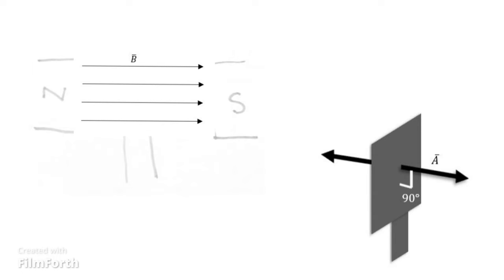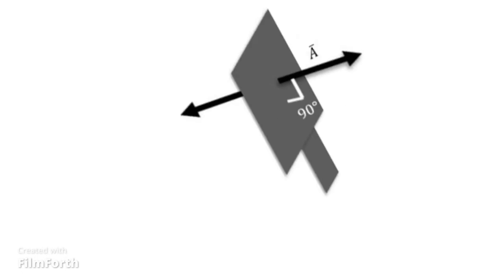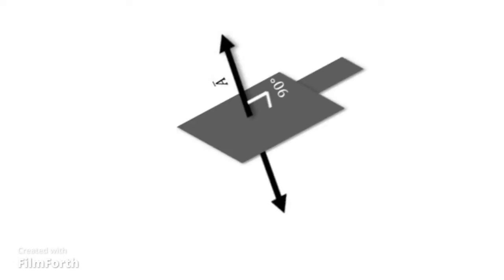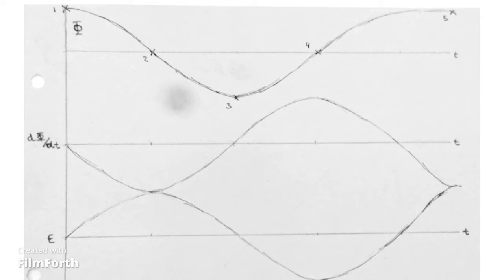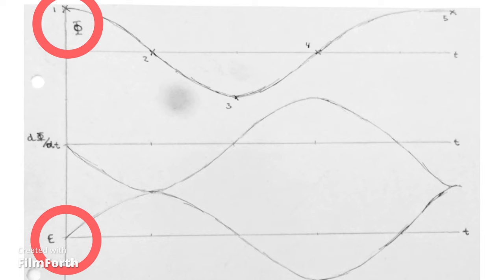To understand what is happening when we start rotating the loop, let's look at this sketch graph. The first function is the flux at 5 different positions. The second is the change in flux, and the third is the induced voltage. What one might remark is that at position 1 the flux is at its maximum and the induced voltage is at its minimum. And that can seem quite counterintuitive when we're looking at it visually.